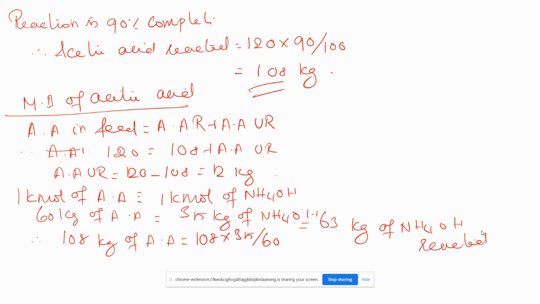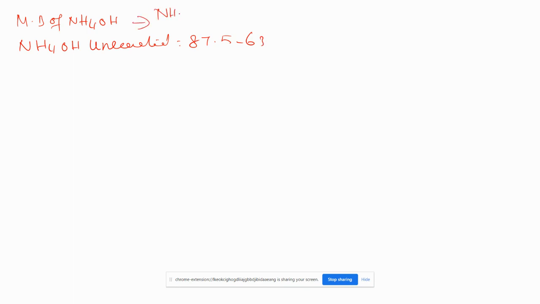Now we know the NH4OH in feed and the NH4OH reacted, so we can find the NH4OH unreacted. So write the material balance of NH4OH. You people know, right, material balance. NH4OH in feed is equal to NH4OH reacted plus NH4OH unreacted. So NH4OH unreacted will be equal to 87.5 minus 63, that will be equal to 24.5 kgs.